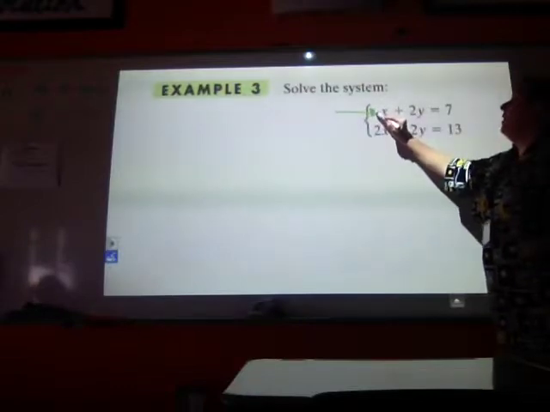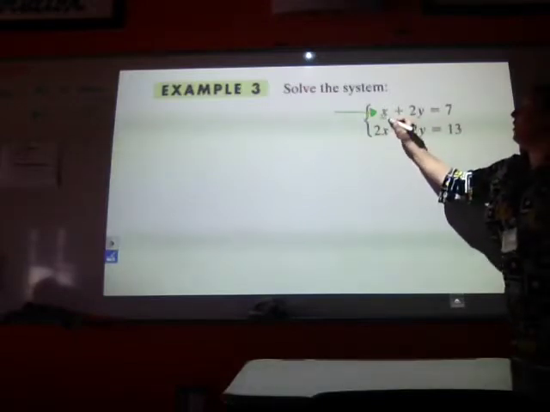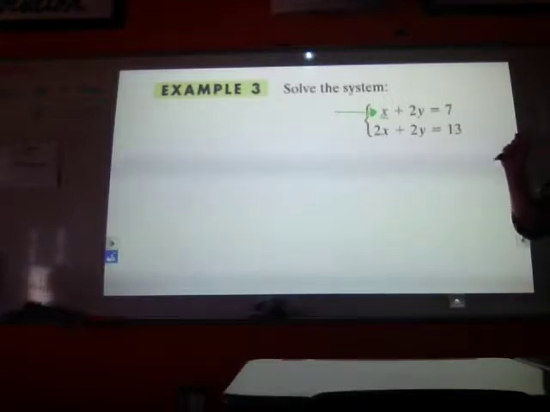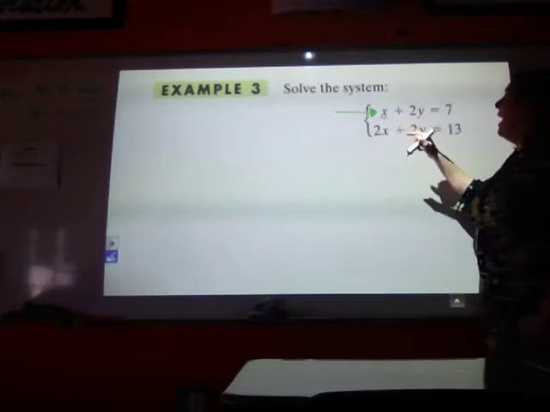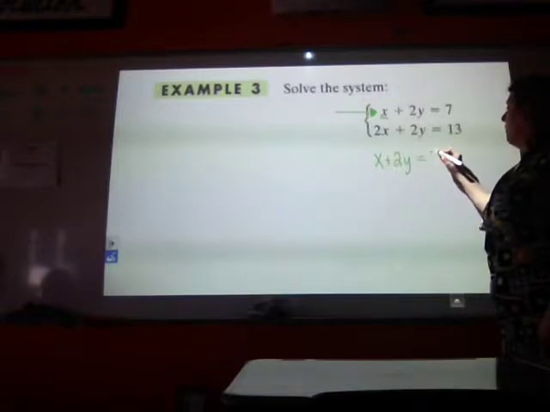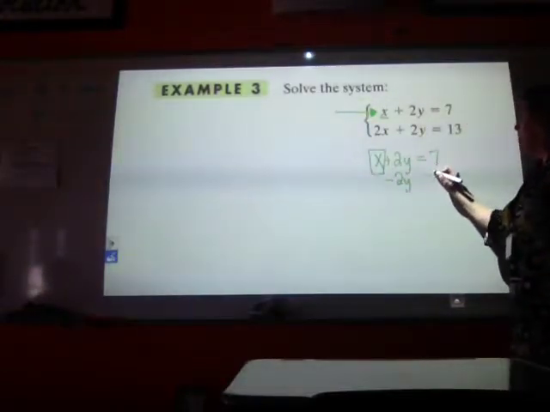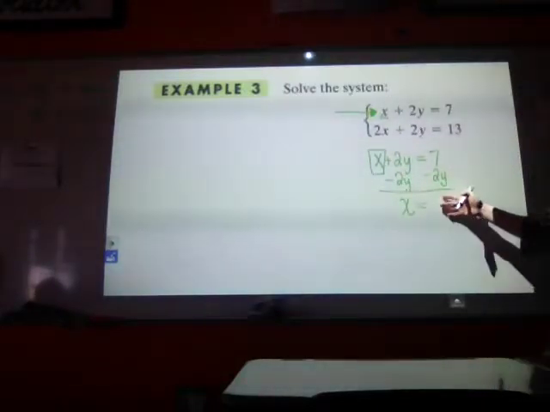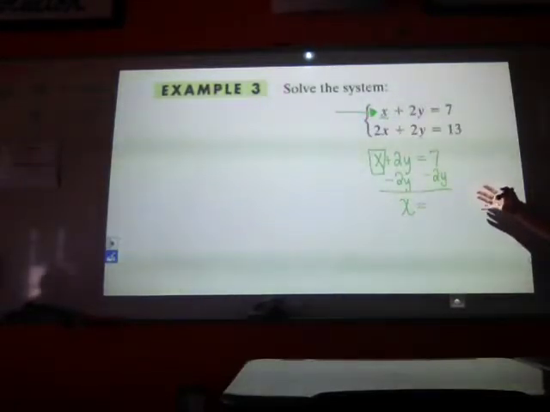So we're going to want to solve this equation for x because x doesn't have a coefficient. Now, why is that important? That way I don't have to divide. Okay? So I'm going to take my x plus 2y is equal to 7, and I'm going to solve for x. So I'm going to subtract 2y from both sides. And I'm going to end up with x is equal to, how do you want to write this? Negative 2y plus 7? That's fine.